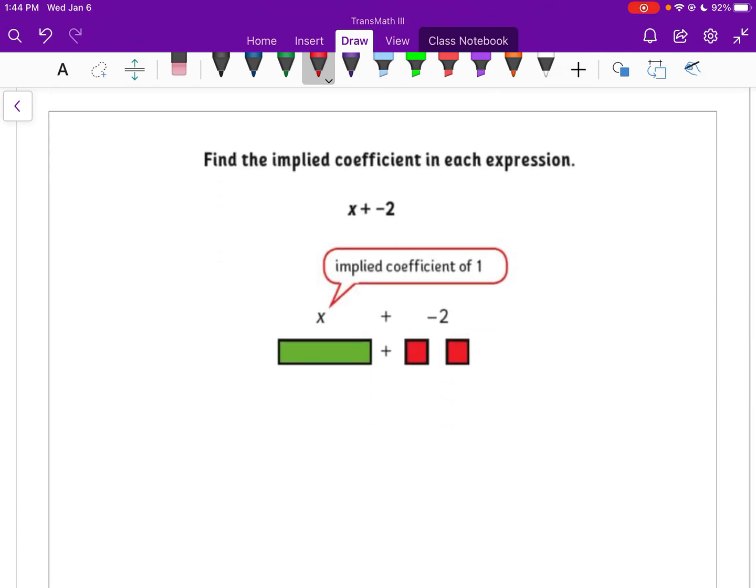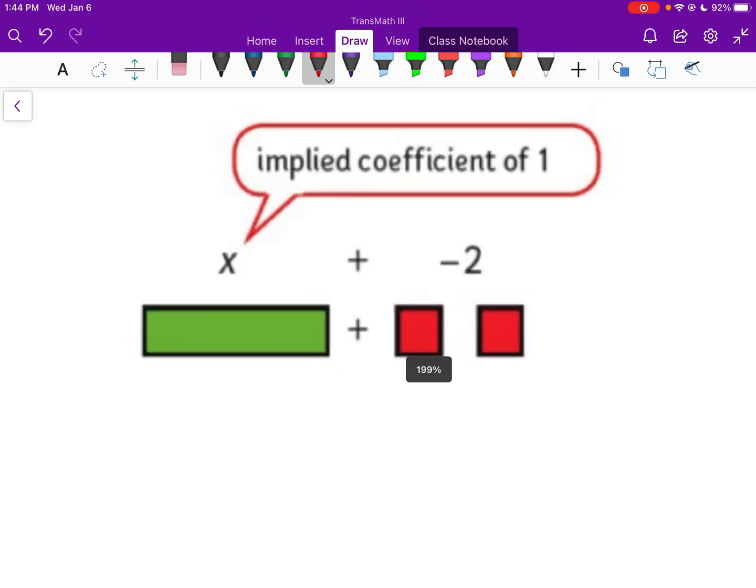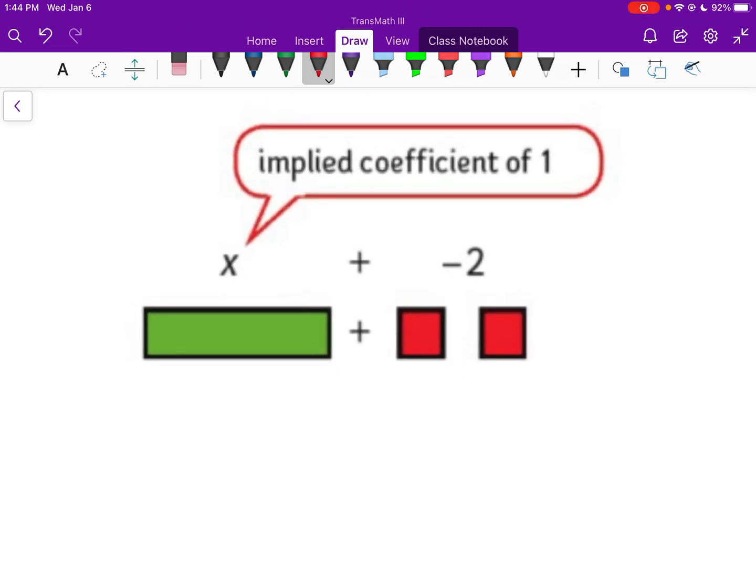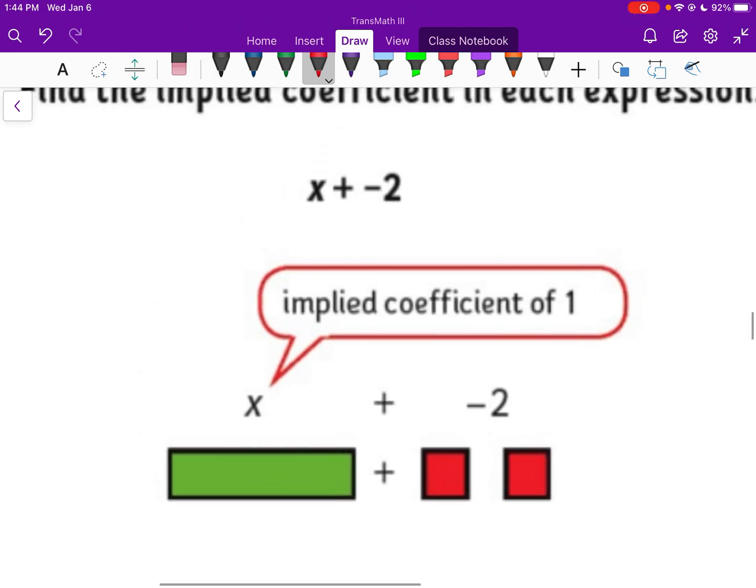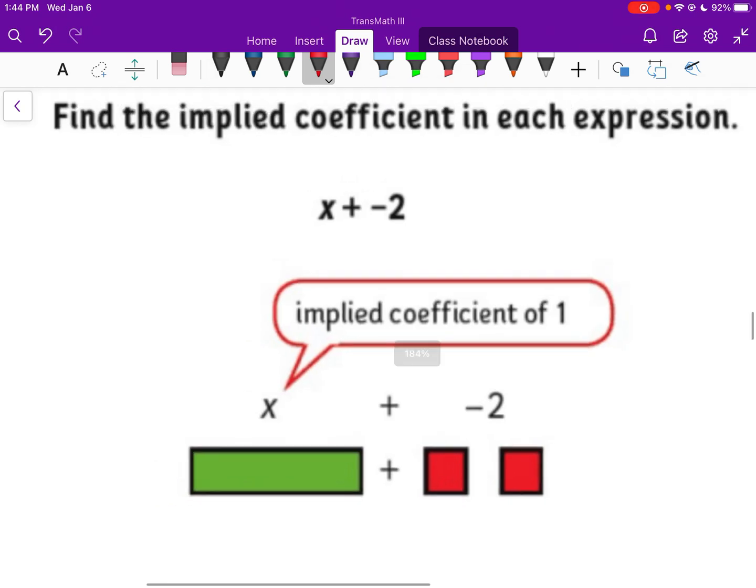Okay, so find the implied coefficient. Now, in these cases, again, the coefficient is the number in front of the variable. If we look here, x plus -2, we don't see a number in front of the variable. But when that is the case, we imply that it's 1. So whenever you don't see a number in front of the variable, it will be 1.